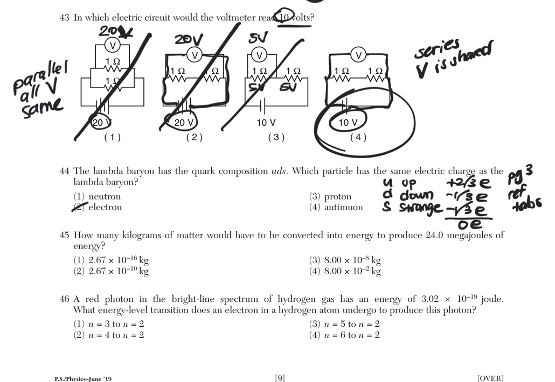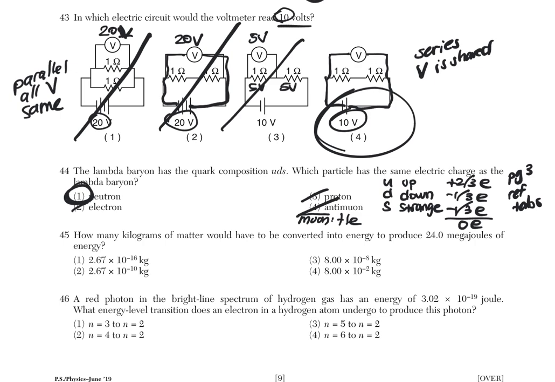So definitely not the electron, not the proton, and then the muon is negative 1 E, and so the anti-muon is positive 1 E, so it's not the anti-muon. It would be the neutron, because neutrons are neutral.